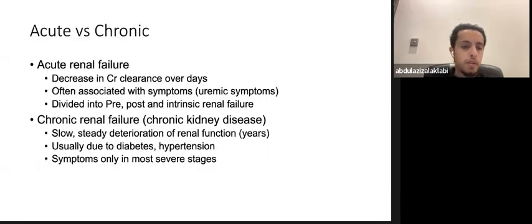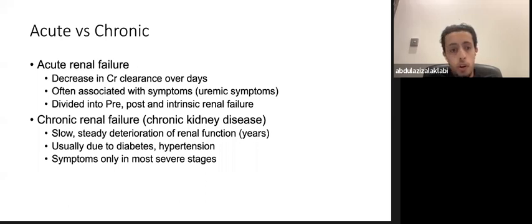So to start off, I want to make it clear we're going to be talking about acute renal failure. Obviously, renal failure can be divided into acute versus chronic causes. Acute renal failure is defined as a decrease in creatinine clearance. We'll talk about this in more detail, but it's also associated with something called uremic symptoms. We'll also be explaining this as well. And it's divided into mainly pre-renal, post-renal, and intrinsic renal failure.